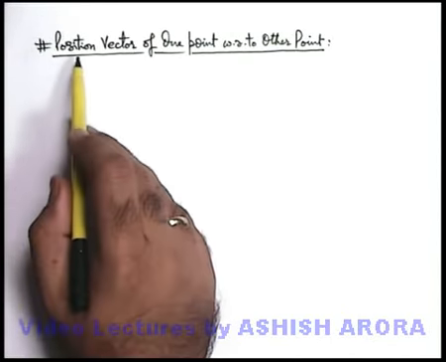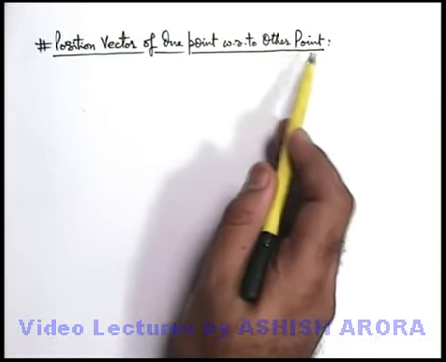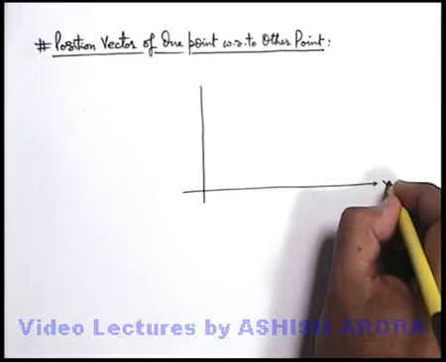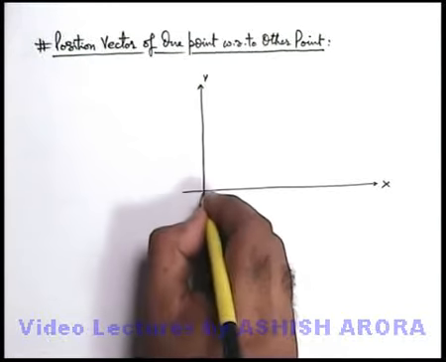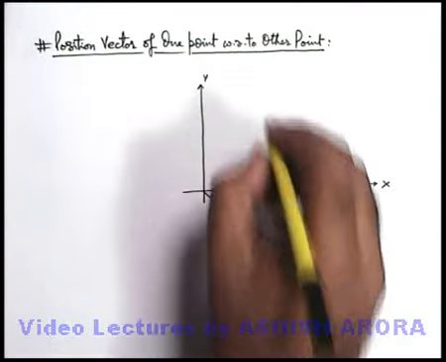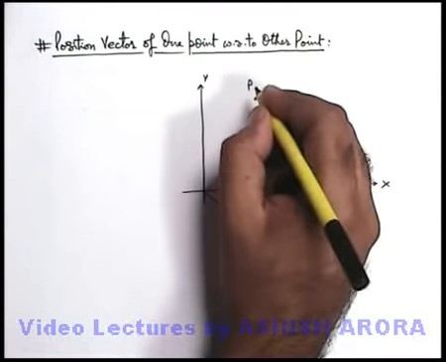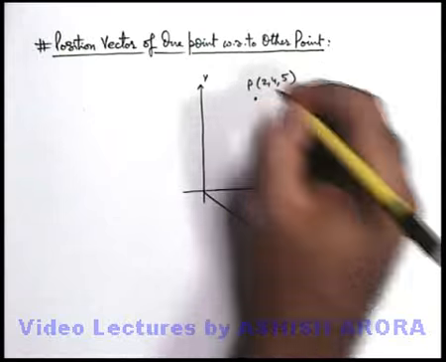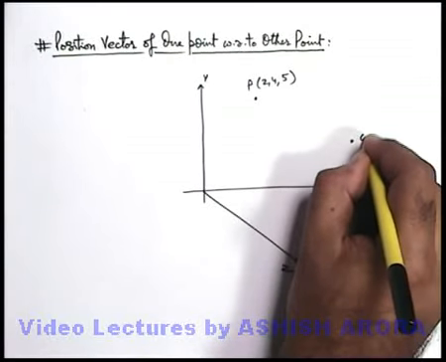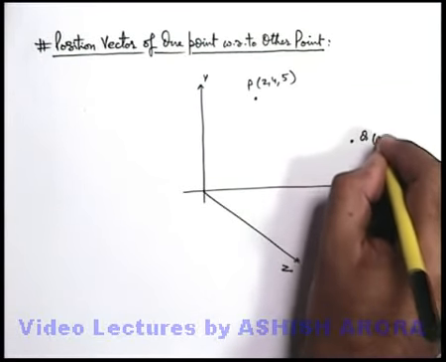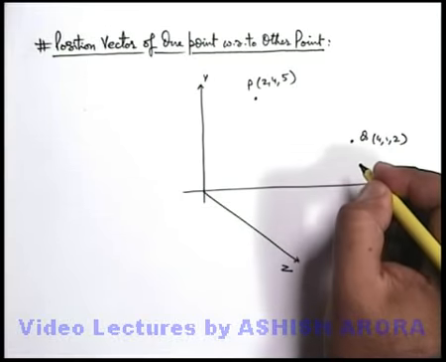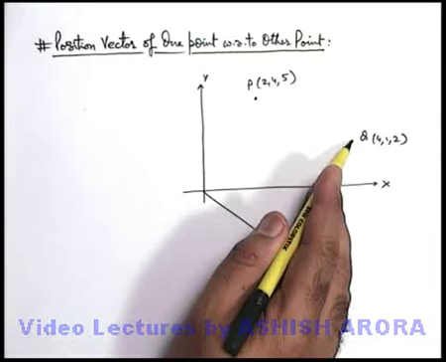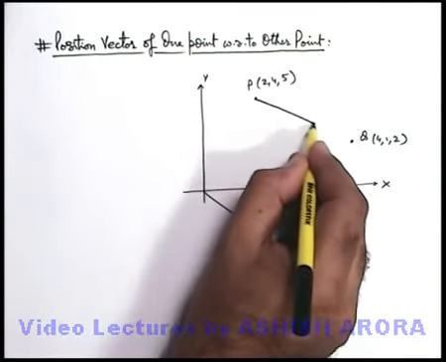Now we'll find the position vector of one point with respect to some other point. Say in this coordinate system x, y and z, we have a point P. Say for example its coordinates are 2, 4, 5. And there is another point Q which has coordinates 4, 1, 2. We are required to find the position vector of point Q with respect to point P.